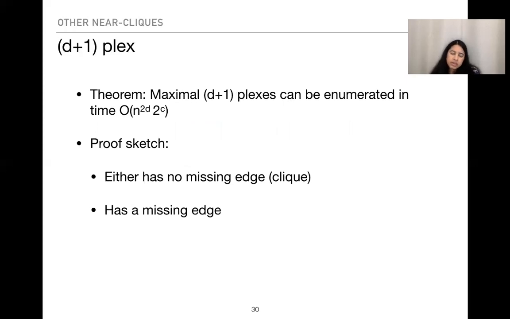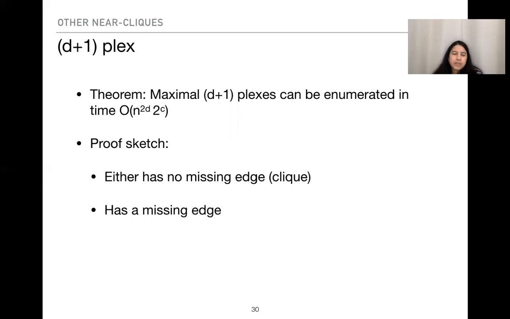So the theorem says, and this is a simplified version of the theorem, the actual running time and the analysis are a little more complicated. But essentially it says that maximal D plus one plexes can be enumerated in time n to the 2D times 2 to the C. And I'll describe the simpler version of the proof here. For the slightly tighter version, please refer to the paper.